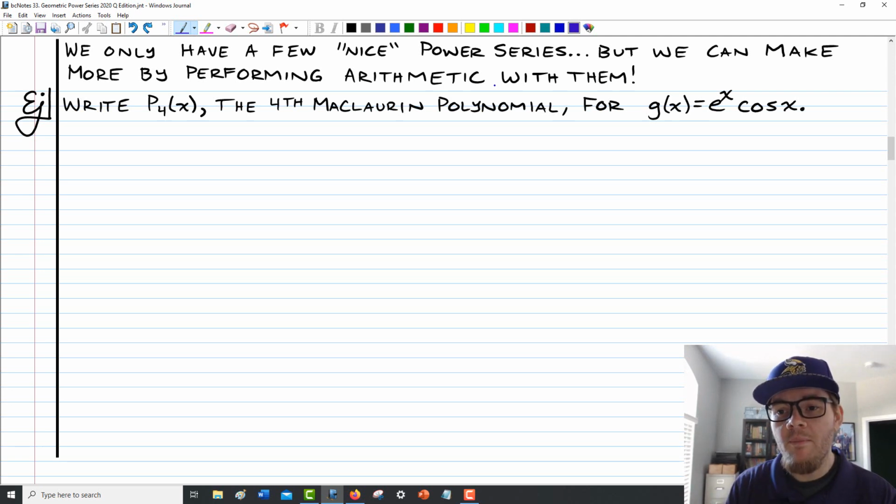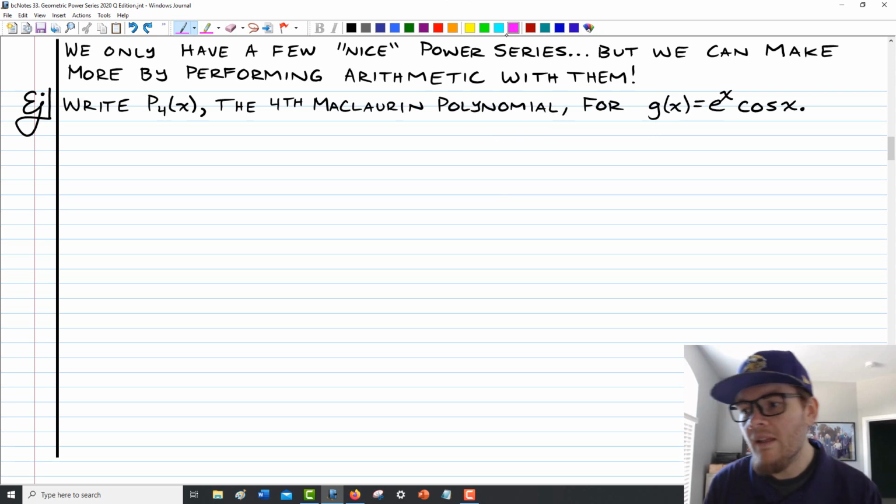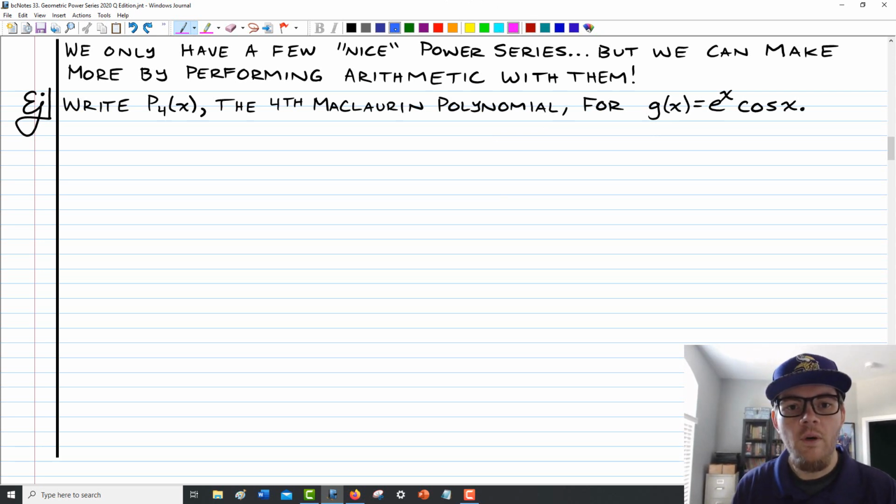And more importantly, because we have e to the x and cosine of x both as series that we know well, we don't really have to do that. We could just multiply their series together very carefully, of course, and we could end up getting our result. So where I'm going to begin this attack, if you will, is by rewriting g of x in two separate colors. I'm going to write this as e to the x times the cosine of x.